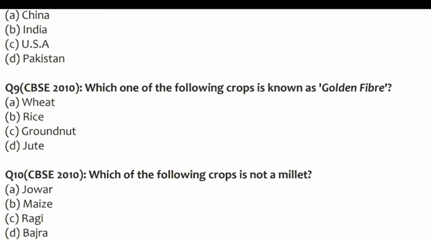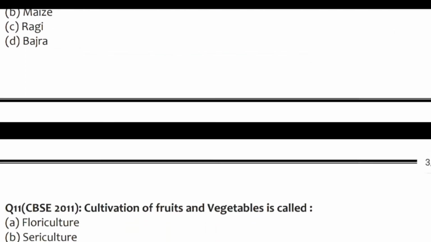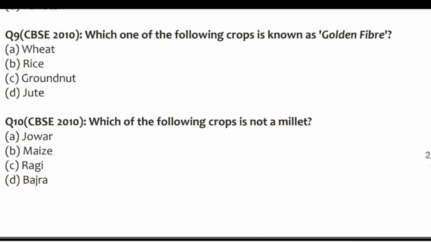9. Which one of the following crops is known as golden fiber? A. Wheat, B. Rice, C. Groundnut, D. Jute. 10. Which of the following crops is not a millet? A. Jowar, B. Maize, C. Ragi, D. Bajra.